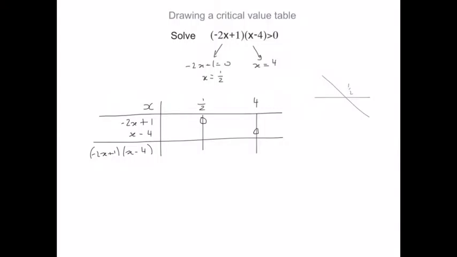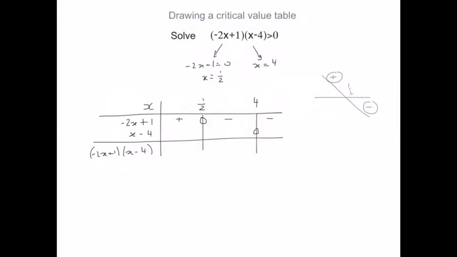You see that the value of -2x + 1 is positive before that and negative after that. It's because the gradient is negative and your line is going down. So we can write that this factor is positive when x is less than 1/2, and then becomes negative when x is greater than 1/2, just like it's shown here.